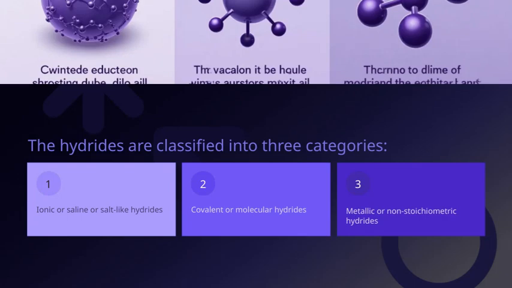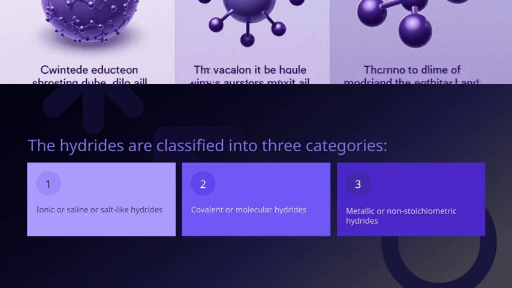Let's take a closer look at how hydrides are categorized. First, we have metallic or non-stoichiometric hydrides. These are typically formed by metals and often have variable compositions, which is why we call them non-stoichiometric. They tend to be conductive and have interesting electrical properties.